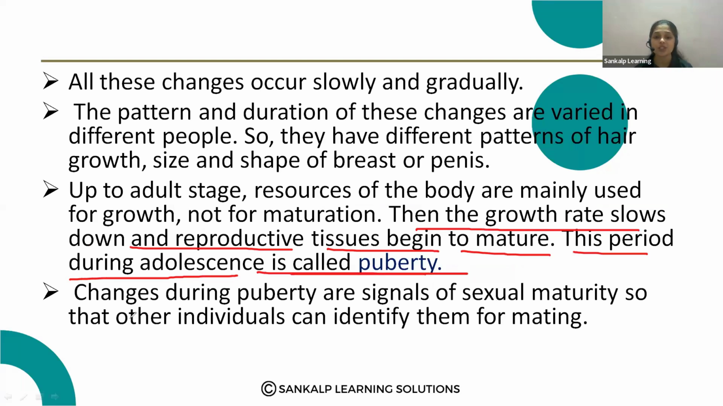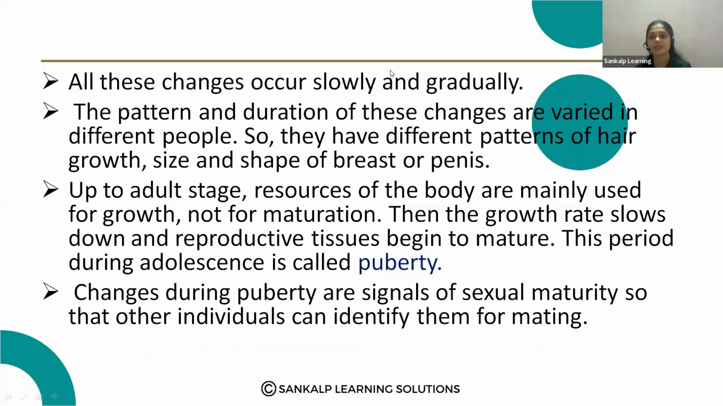And what are the changes that occur during puberty? Those are the signals for sexual maturity, so that individuals can identify each other for mating, meaning they are ready for sexual reproduction, okay. All these changes that occur in humans indicate the sexual maturation. After that they are able to reproduce, okay. What are the changes that occur during adolescence in the females and in the males? These are all very important.